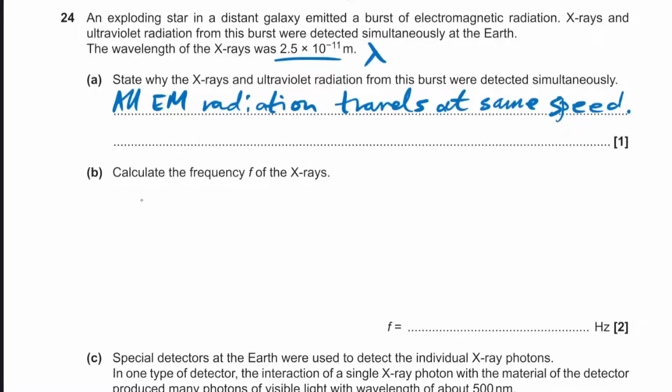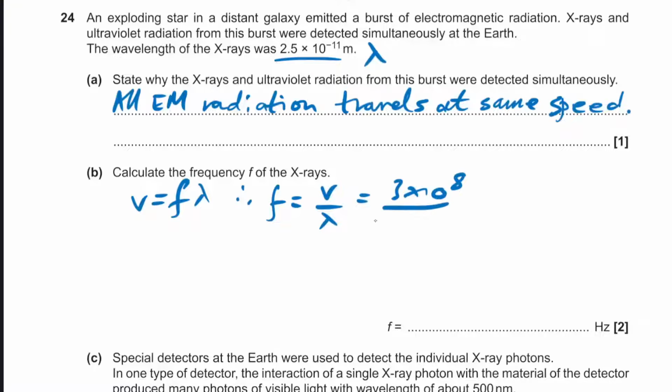Okay, so we know that V is equal to F lambda, therefore F is equal to V over lambda. So that's 3 times 10 to the 8 divided by 2.5 times 10 to the minus 11. Can I do that in my head? Not really. So we know that minus 11 is going to end up on top, so 8 plus 11 gives us 19. And 3 divided by 2.5 gives us 1.2. So it's going to be 1.2 times 10 to the 19 hertz.